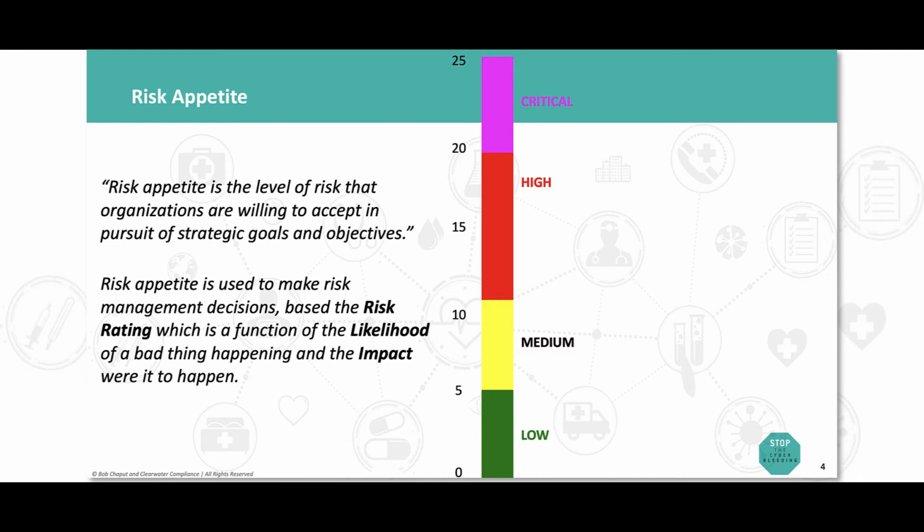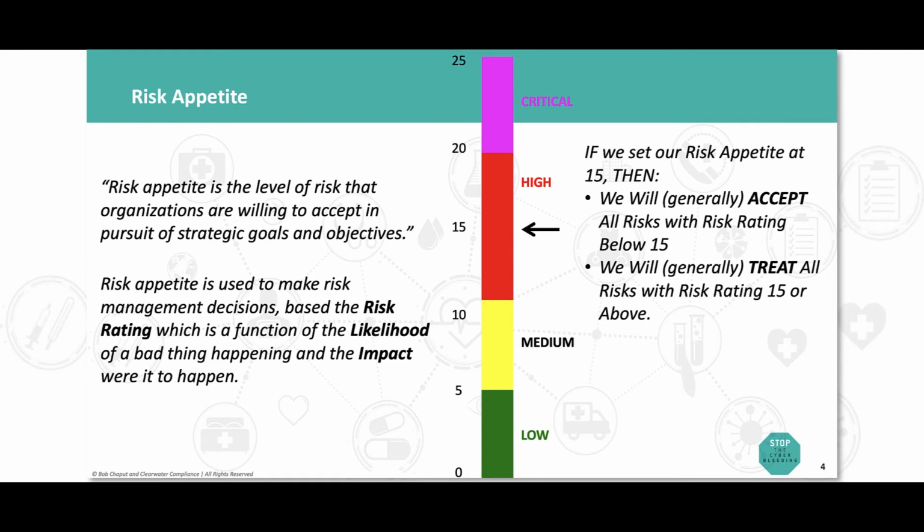What if that one's rated as a 15? Is that acceptable? Setting risk appetite is all about setting where you will draw the line in your organization. That is, what will you accept in pursuit of the strategic goals and objectives of your organization? As indicated here on the right-hand side, if we set our risk appetite at 15, what that means is that we will, and I'll say generally, accept all the risk with a risk rating below 15. We'll tolerate up to that level.